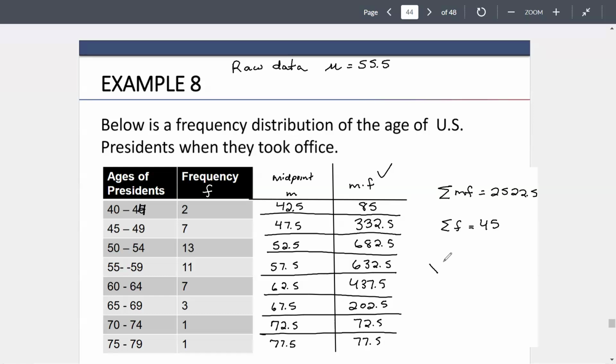So if we calculate that mean, we should get 2,522.5 divided by 45, which is going to be 56.1. We round it. So rounding, remember, because age of presidents goes to the ones place, we're going to go to the tenths place, adding a decimal onto our calculation, like we did here. So we get 56.1. So what you see here is a pretty close estimate.